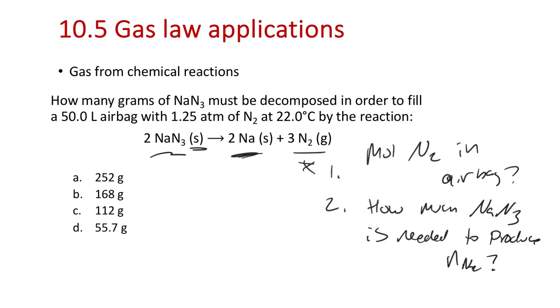So we have our moles of N2 that we calculate are going to be in the airbag. How many moles of the reactant are needed to decompose in order to produce that quantity? So it's kind of a two-step problem here. For the first part of the problem, we just use our ideal gas law. We know the pressure we want the airbag to be, we know the temperature, and we know the volume it's going to fill to, so we can calculate the moles of nitrogen that need to be present in the airbag.